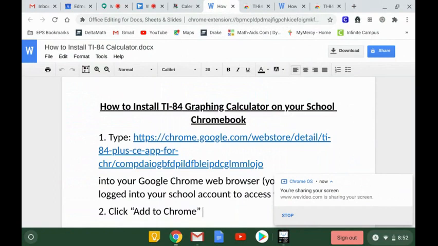The important thing is that you're on your school Chromebook to do this because it will not work otherwise, because the license is purchased through the school, so it has to be on your school Chromebook. So just make sure you're on your Chromebook.